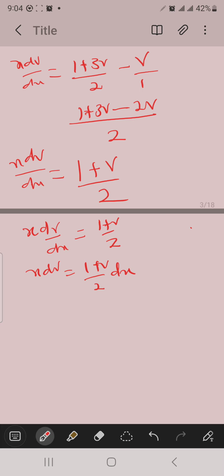Do you understand what I'm saying? Now, this one houses dv. This one houses dx. That's what you mean. Now, when I want to take this one here, this one is going to be 2x dv equals 1 plus v dx.